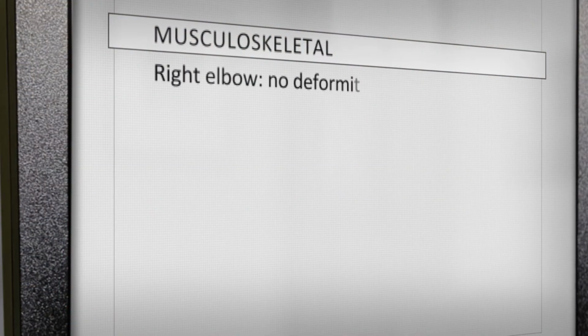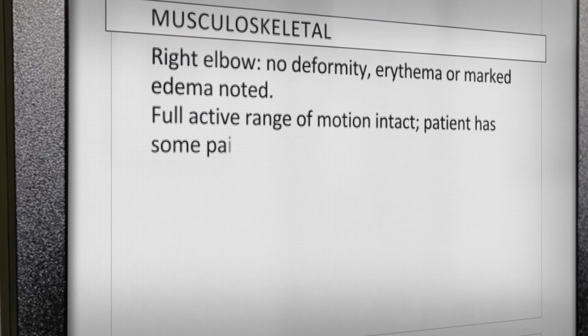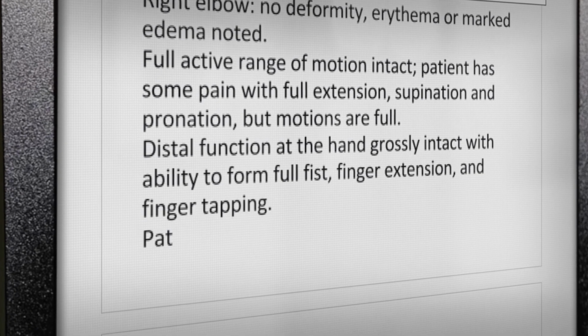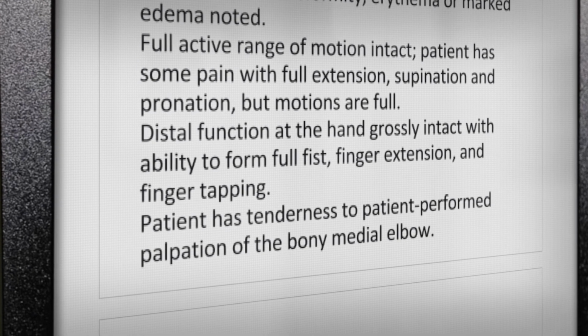Active range of motion of a joint and assessment for obvious deformities in the musculoskeletal system are readily accomplished. In addition, patients can report tenderness to palpation. Make sure to indicate when a physical exam maneuver is performed by the patient. For instance, this patient has reported medial elbow tenderness to self-palpation.